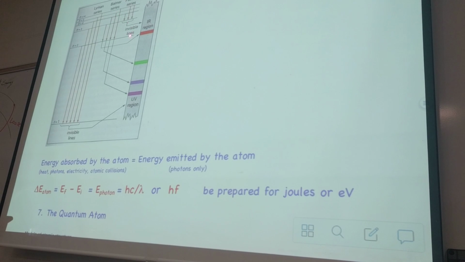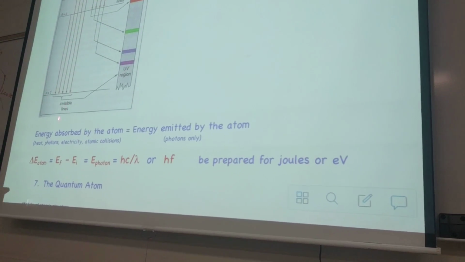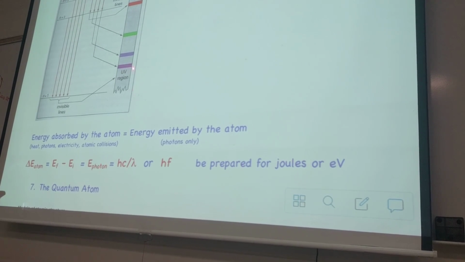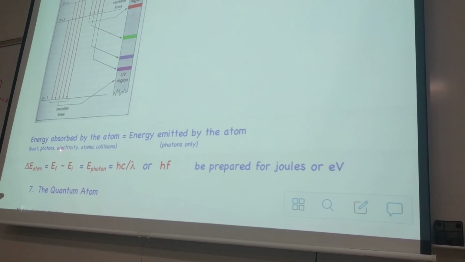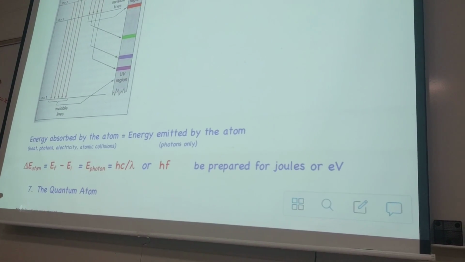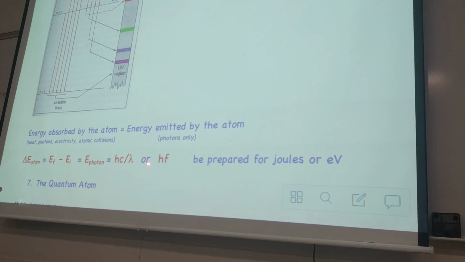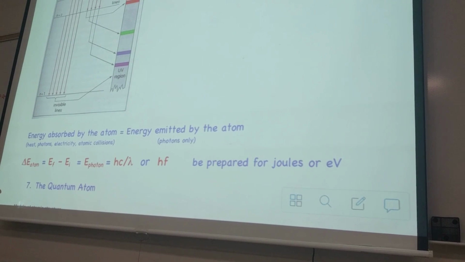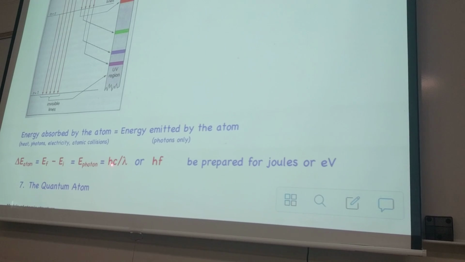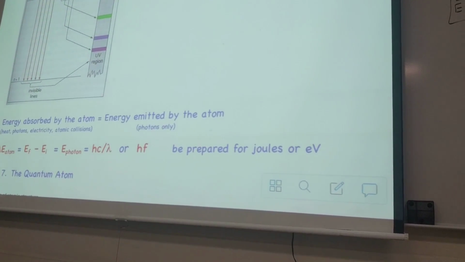But as far as you're concerned, what you need to remember is that any down transition will emit energy equal to the energy of the photon that is released. So the change in the energy levels and the photon energy are equal, so you can find the frequency or the wavelength. Be prepared for working in joules or eV. And that's just the constant that you pick, right?